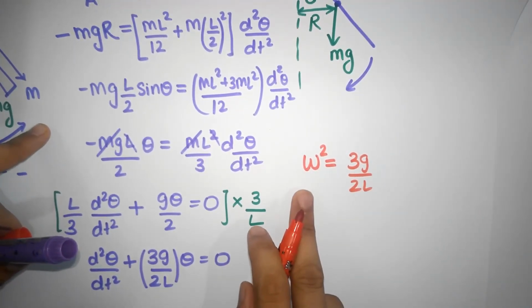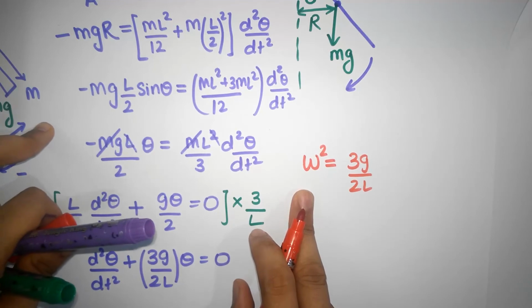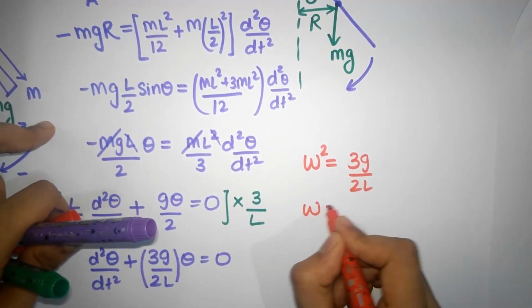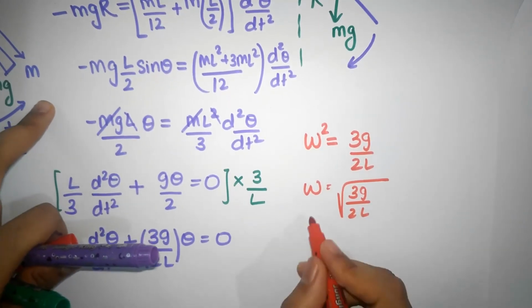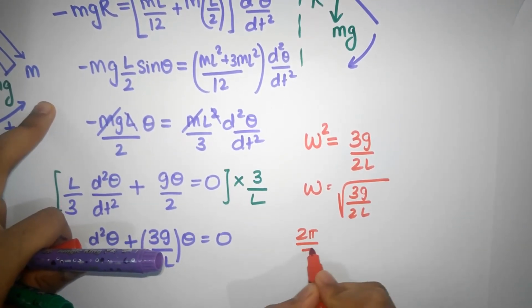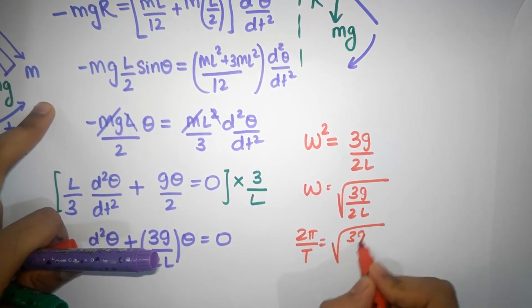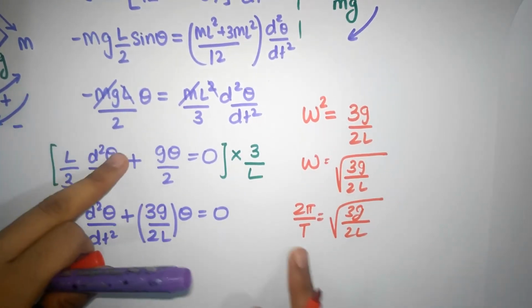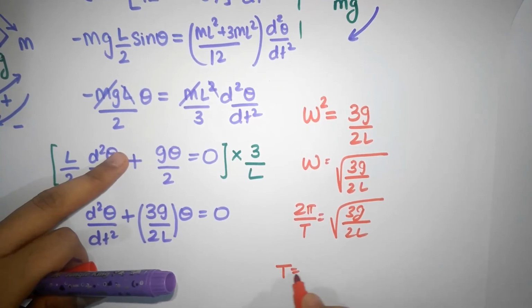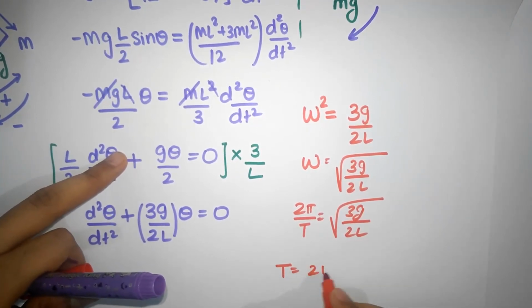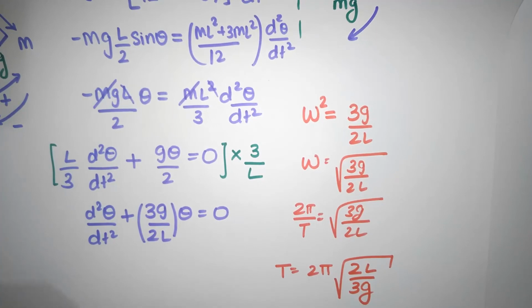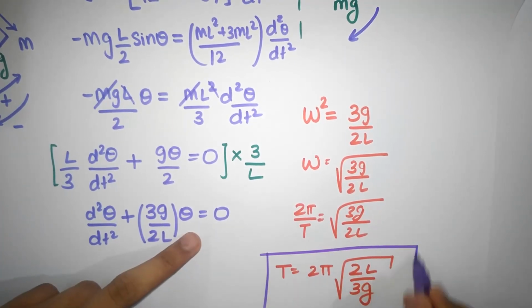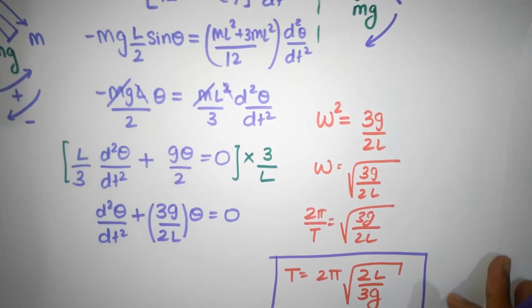And so we wanted to calculate the time period, if I'm not mistaken. Yes, time period. We can do that now. Omega is square root of 3g by 2L. Omega is 2 pi by T. And voila, there you have it. T equal to 2 pi square root of 2L divided by 3g. That's the time period of this particular system.